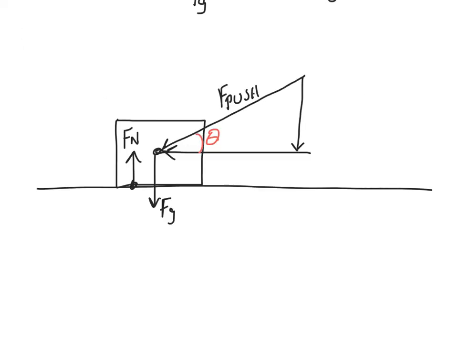Conversely, if we push on a block at an awkward angle, we would have a push force as described above, and then with trig components that we've solved for before. F push in the x direction is equal to cosine theta times F push. Force push in the y direction is equal to sine theta.